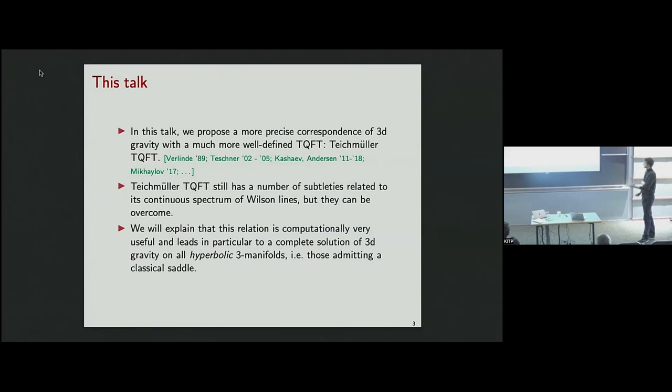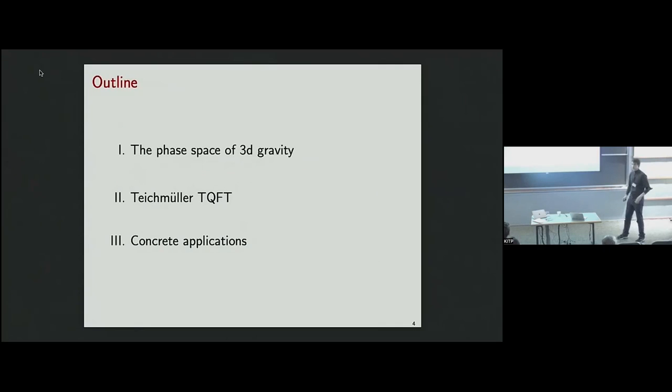In particular, this gives a prescription. We'll propose an explicit prescription for how to compute all 3D gravity partition functions on any hyperbolic manifold. We cannot go all the way and take any manifold that we want, but at least all the hyperbolic manifolds, which are most of the 3-manifolds, we can do. I should also say a hyperbolic 3-manifold is just a fancy way of saying it's a 3-manifold that admits a classical solution to the classical equations of motion of gravity.